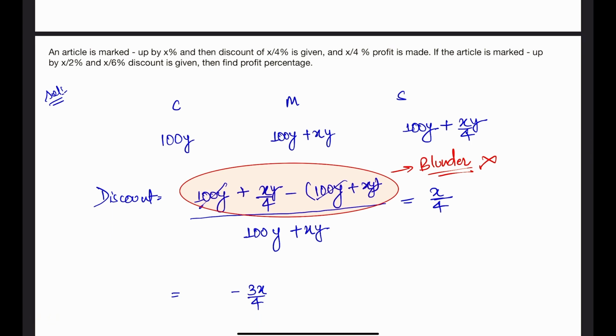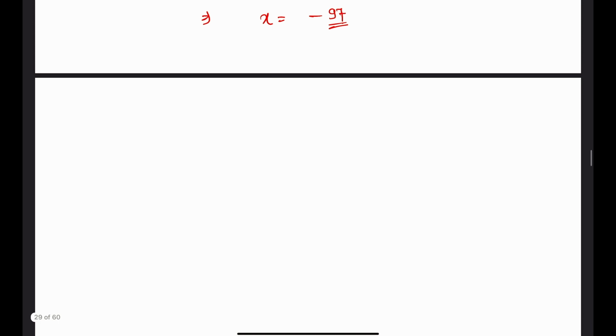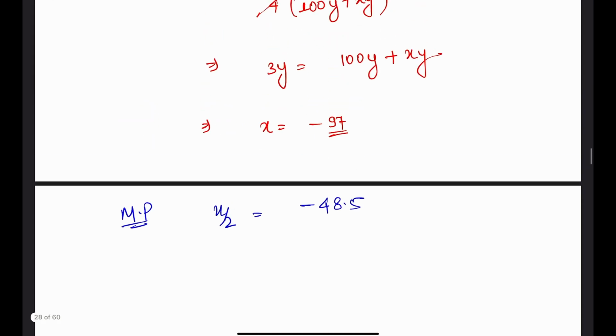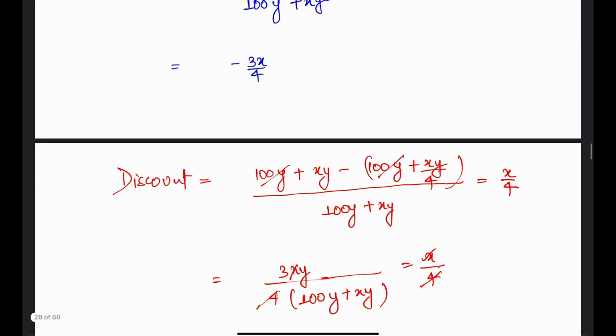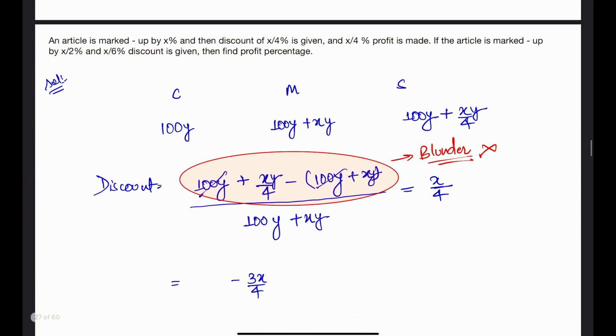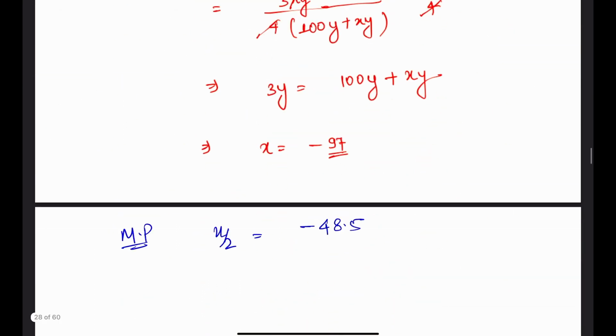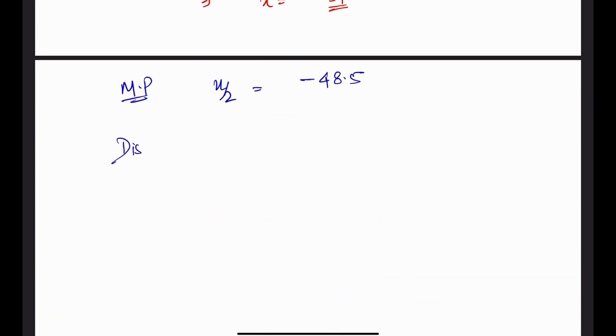If the article markup price is x by 2. So now it's saying that markup price is x by 2. So x by 2 is how much? 48.5 percentage, minus 48.5, yeah, x value. Now I got the value of x, and what I took as x has a fractional value, and discount is x by 6.